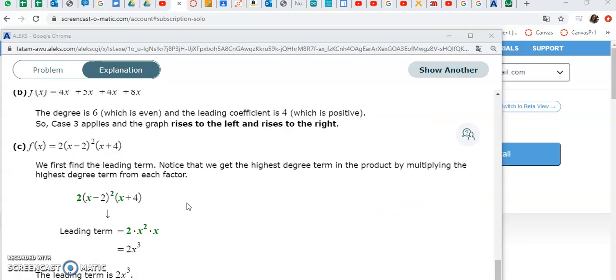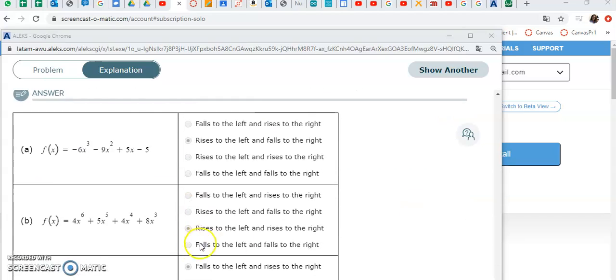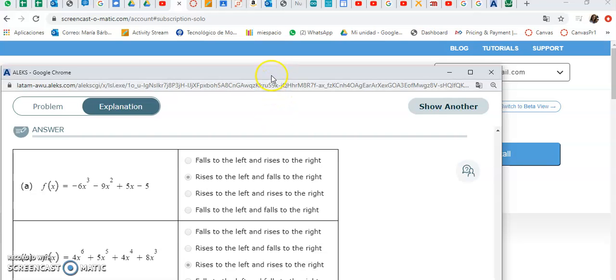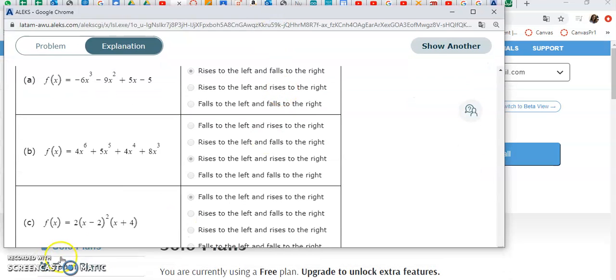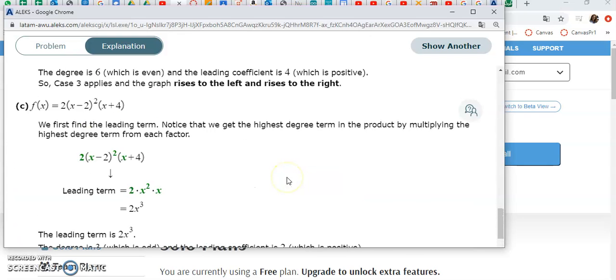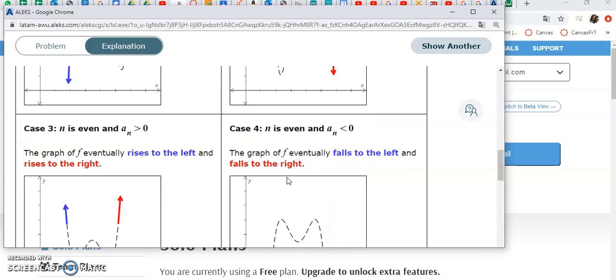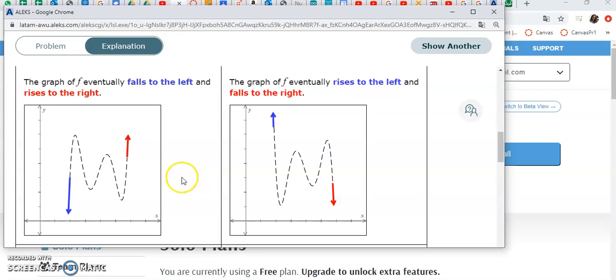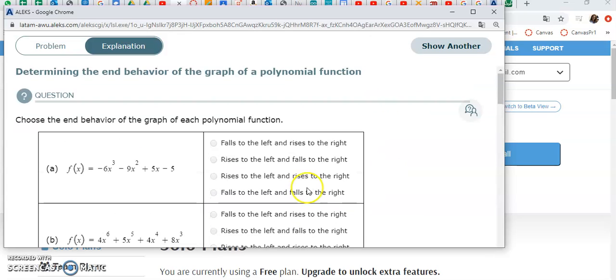Let's see the answer for the last one. Okay, here you have it. Here we have the exercise, and here it falls to the left and rises to the right. Okay, which is the behavior that I was showing you here. Falls to the left and rises to the right. Good, dear students. Let me check further.